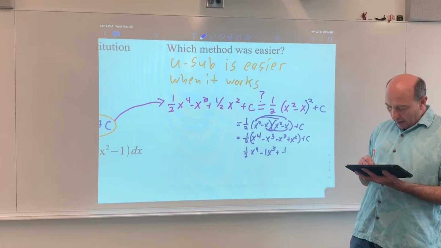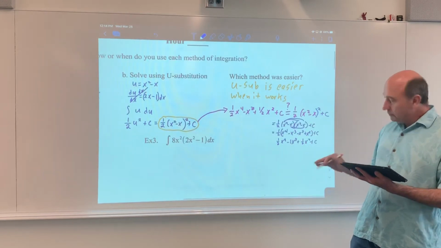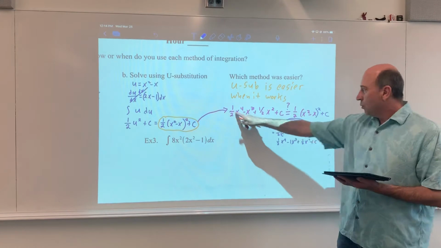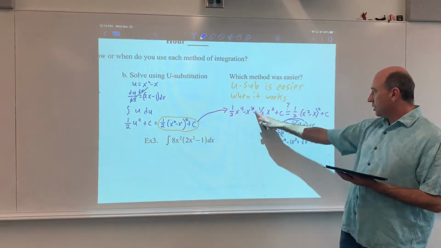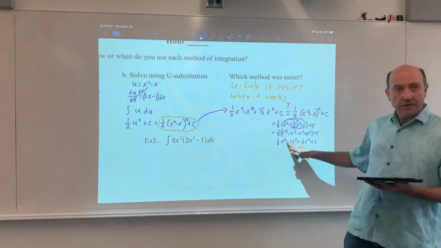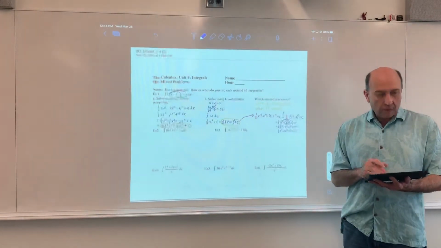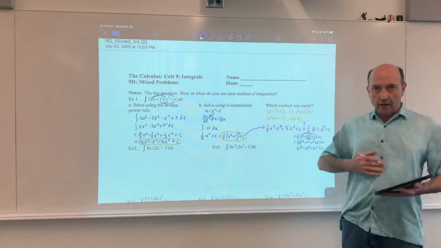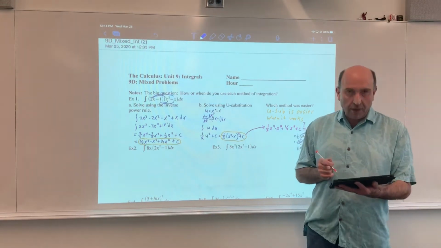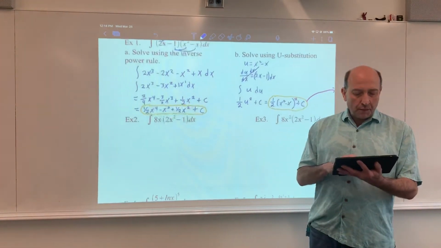And then 1/2 x squared plus c. So how's it looking? 1/2 x to the 4th minus x to the 3rd plus 1/2 x squared plus c. They are the same. I have done it. I have proved that they're the same. All right, I got to calm back down, take a deep breath, and try the next problem.